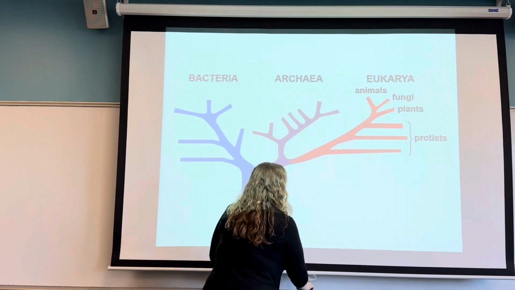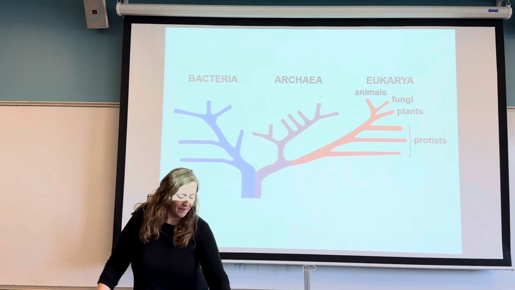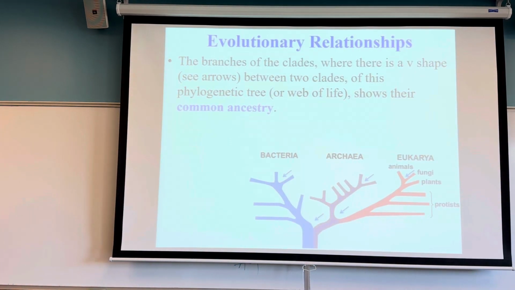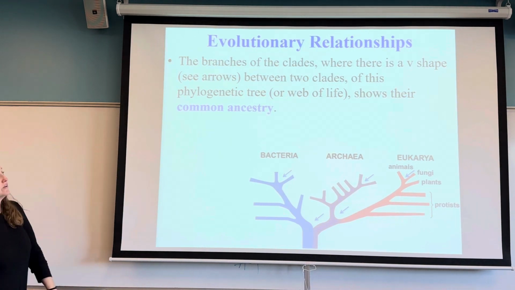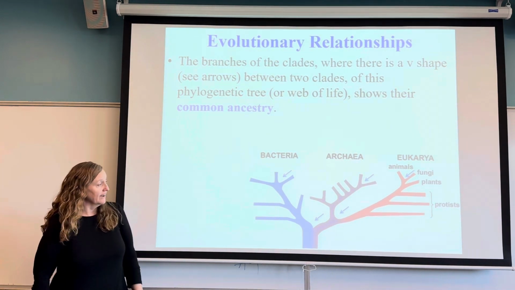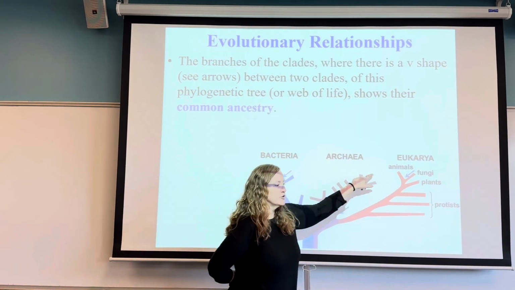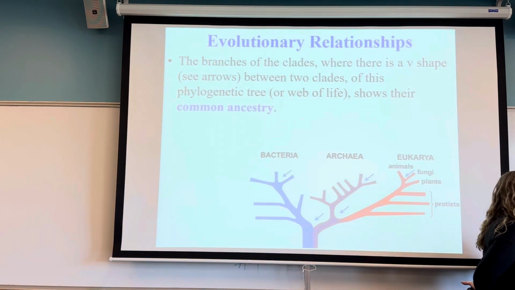All right, let's go back a little bit in your notes. So these trees are showing evolutionary relationships. And again, oh look, I've got little arrows here too. Common ancestor, common ancestor. Wherever you have a branch, there's a common ancestor.